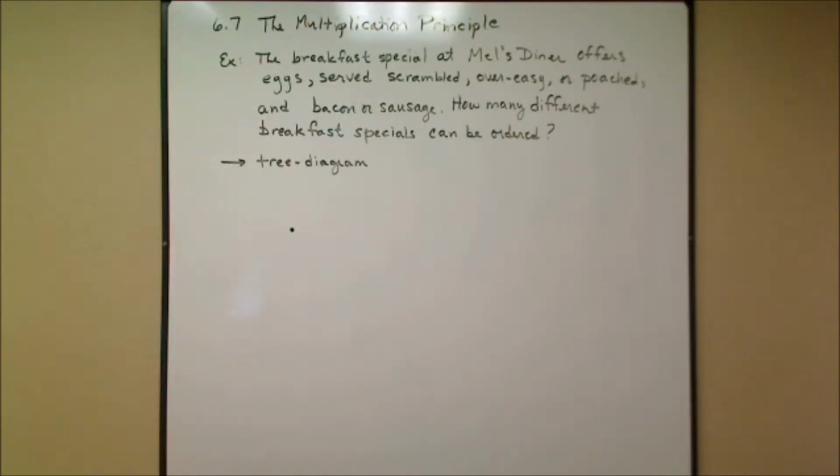Lesson 6.7 is on the multiplication principle. We're going to talk about tree diagrams, and we're going to show how we can use the multiplication principle to find the number of ways something might occur. Well, let's start off with a very simple example.